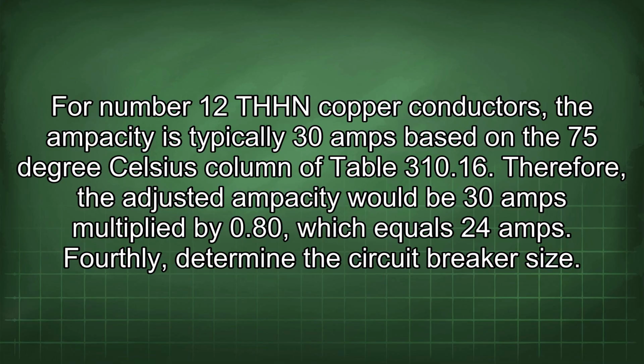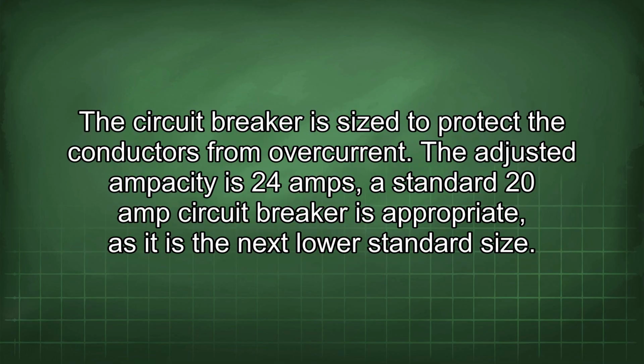Fourthly, determine the circuit breaker size. The circuit breaker is sized to protect the conductors from overcurrent. The adjusted ampacity is 24 amps. A standard 20 amp circuit breaker is appropriate, as it is the next lower standard size.